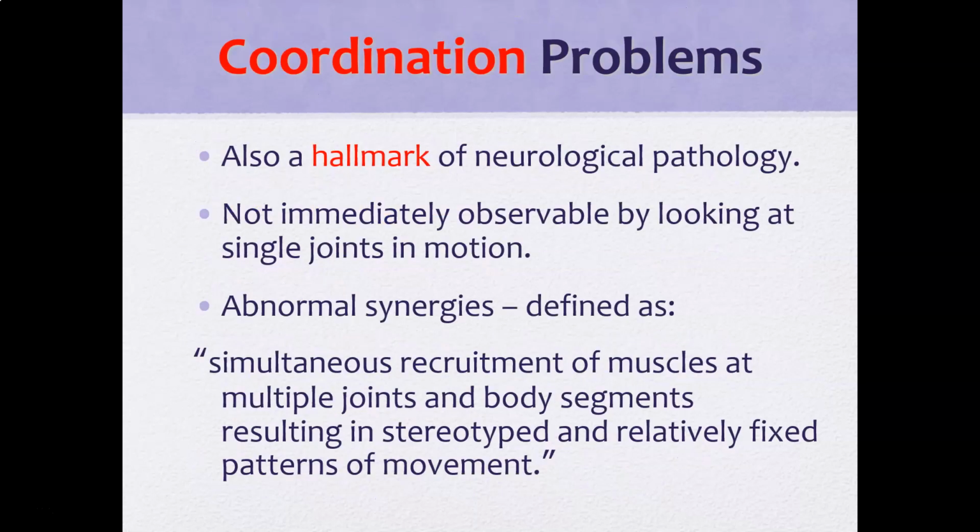What about if they have coordination problems? That's usually a hallmark of neurological pathology, not immediately observable by looking at single joints in motion. Abnormal synergies are defined as simultaneous recruitment of muscles at multiple joints and body segments, resulting in stereotyped and relatively fixed patterns of movement. So their entire knee will flex, and their hip, and their ankle, or their entire hip, knee, and ankle will extend. So those are synergies, and that's usually a good telltale sign that they have some kind of neurological issue.